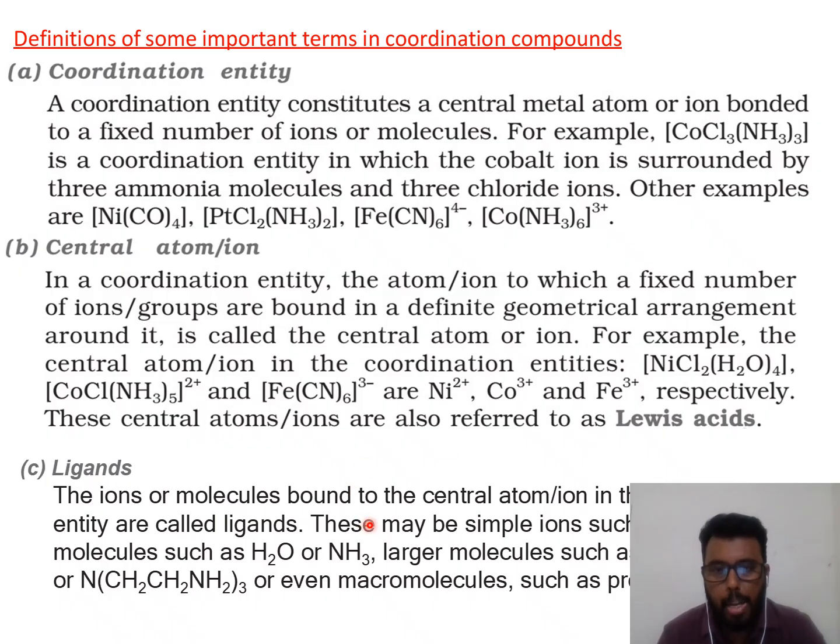Let's see the ligands, the ions or molecules bound to the central metal atom in the entity. For example, it can be a neutral ligand like water or ammonia, simple molecules. Or also we have larger molecules, and ethylenediamine, a bidentate ligand, is also possible, which tends to bind to the central metal ion.